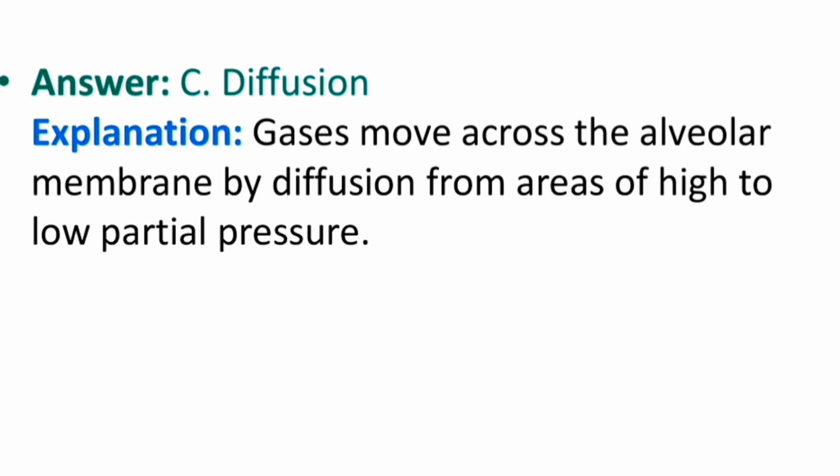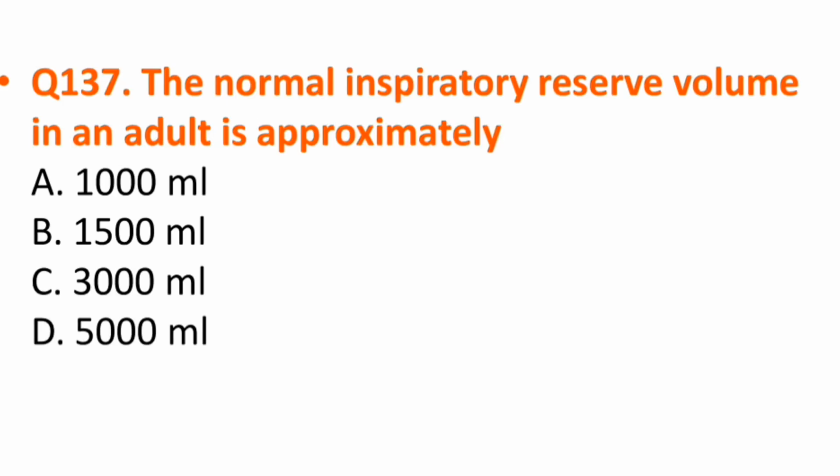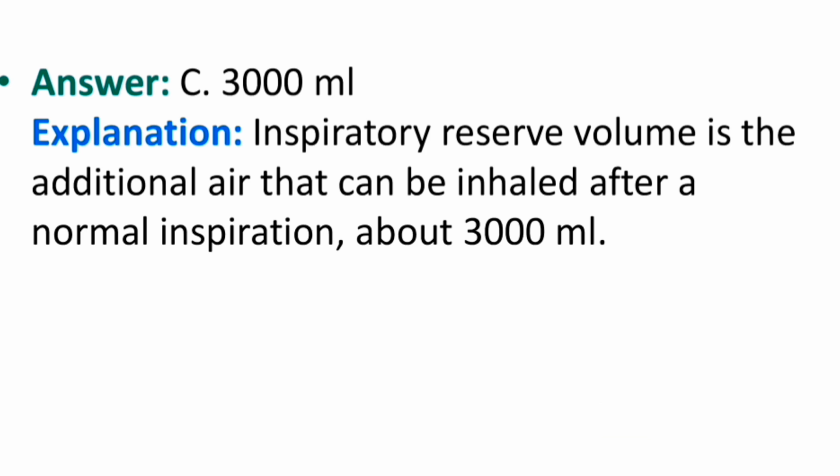The next question. The normal inspiratory reserve volume in an adult is approximately option A, 1000 ml, option B, 1500 ml, option C, 3000 ml, option D, 5000 ml. The correct answer is option C, 3000 ml. Inspiratory reserve volume is the additional air that can be inhaled after normal inspiration, about 3000 ml.